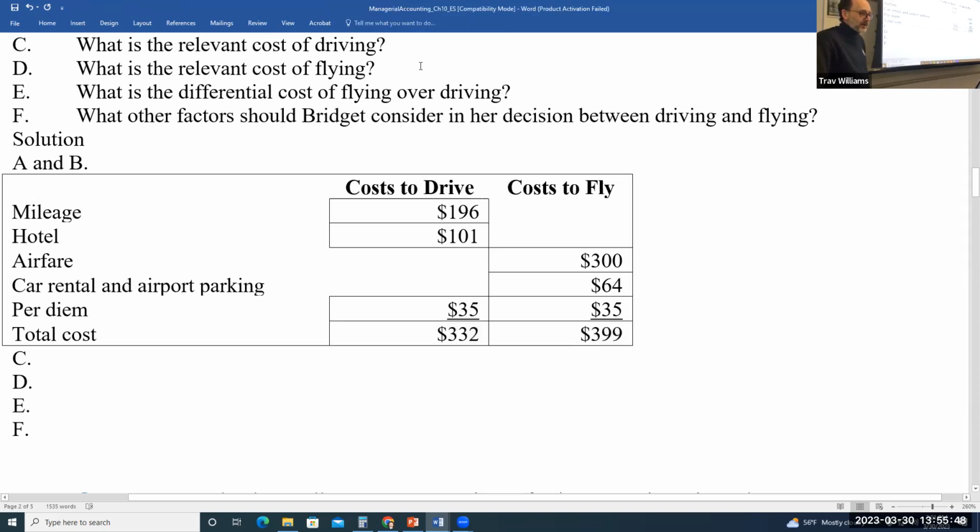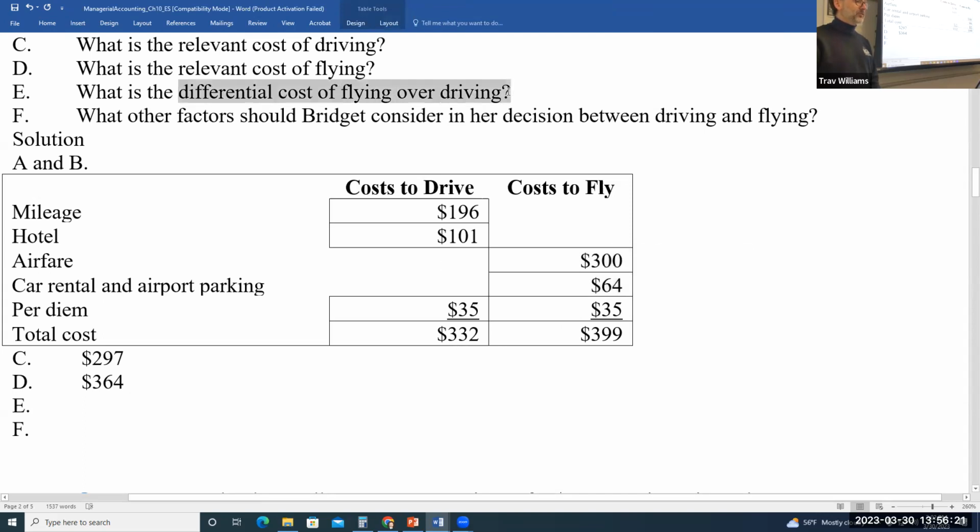So how would we figure that out? Just the relevant cost of driving. Okay, it's the 196 and the 101, so that's $297. And then what is the relevant cost of flying? That would be just the 300 and the 64, right?